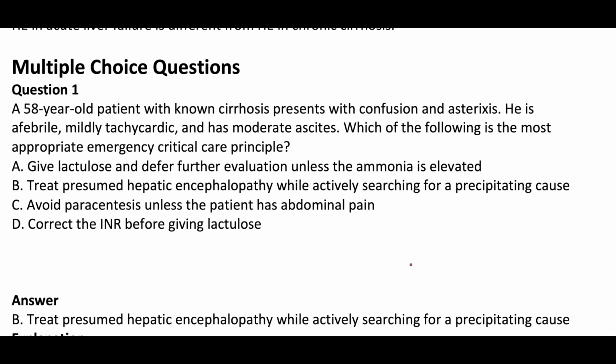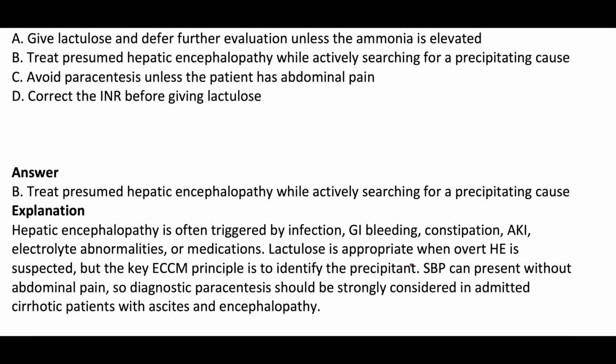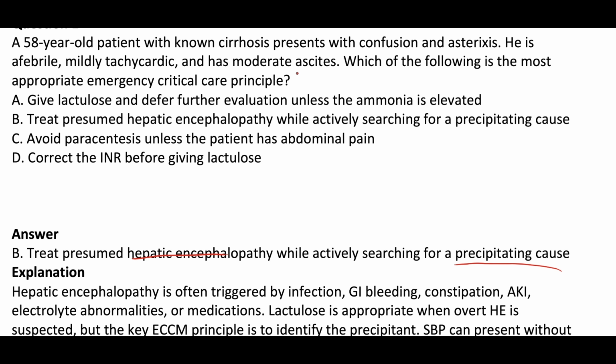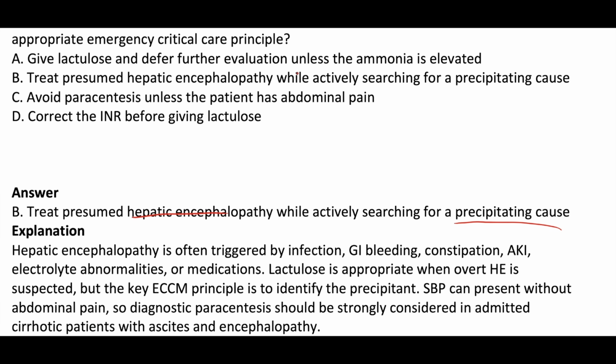The correct answer is B. Treat hepatic encephalopathy while actively searching for the precipitating cause. This is critical. Clinically, this patient has hepatic encephalopathy. They're confused, they have asterixis. And then the question is, what's the precipitating cause? Because that should always be the question you ask after you diagnose hepatic encephalopathy.